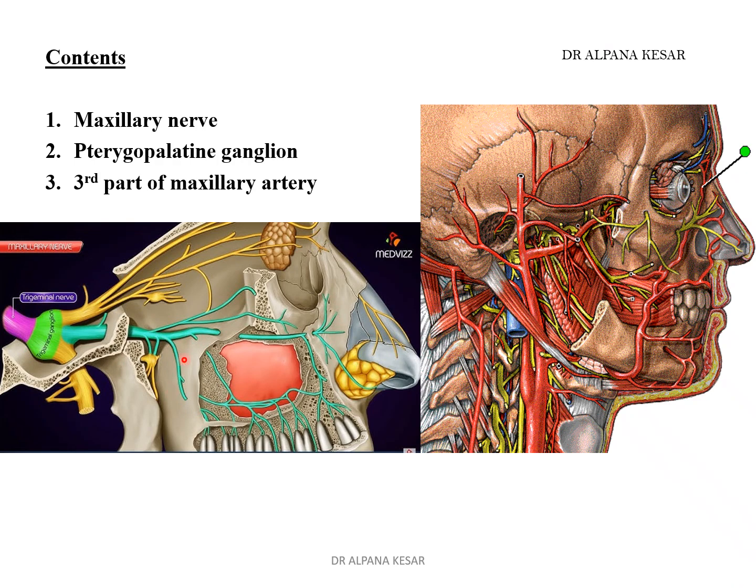The pterygopalatine fossa has three important contents. They are maxillary nerve, pterygopalatine ganglion, and third part of maxillary artery.